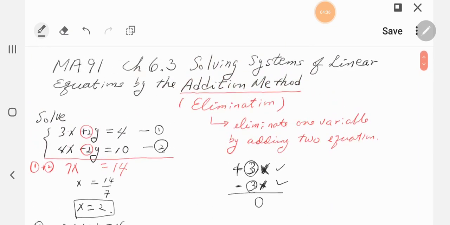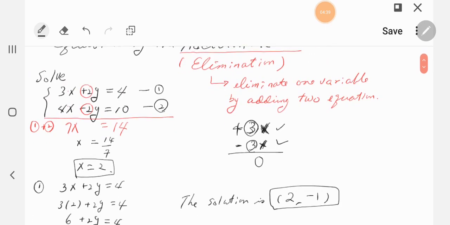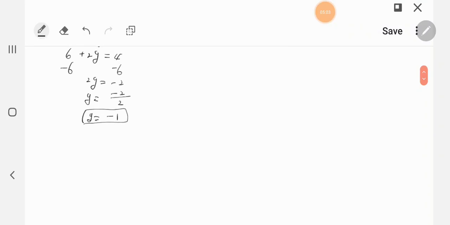This is the elimination method. We have to rewrite the equations so that the coefficients of one of the variables are opposite each other. If they are not opposite, if the coefficients are different, then what do we do? We make them the same so that we can eliminate that variable. So let's try another example. Say one is 3x minus 4y is equal to 2, and the other one is 2x plus 2y is equal to 3.